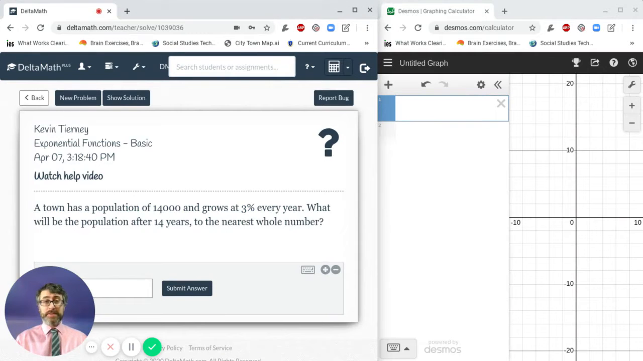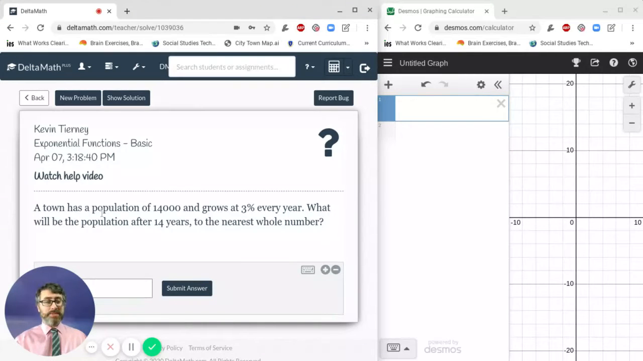Exponential functions, basic growth and decay. We're going to look at some more word problems today using exponential functions. This time, we're not given the formulas. We need to use our knowledge of exponential models to figure out what to do. Let's read the first problem.